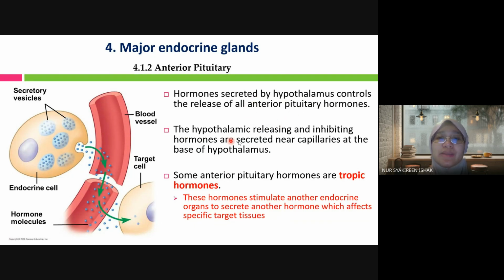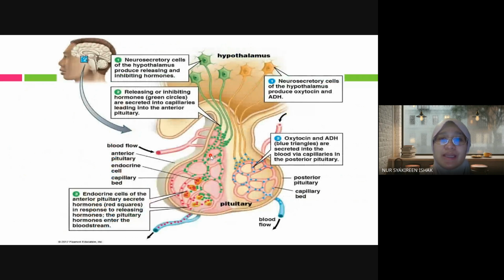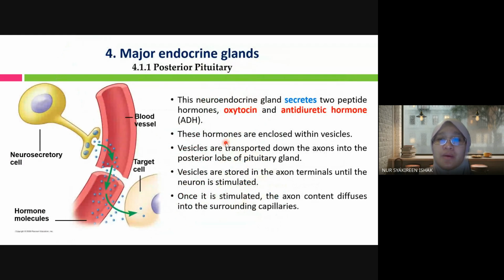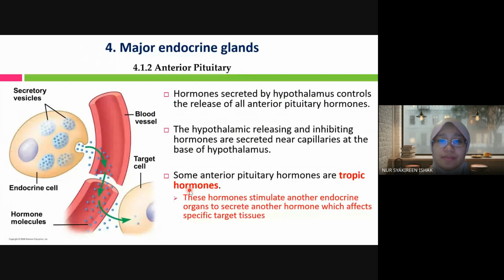Okay, so hypothalamic releasing and inhibiting hormones are secreted near capillaries at the base of the hypothalamus. Ni lah kan, ni. Okay, at the base of hypothalamus. So these are blood capillaries of the anterior which receive the releasing or the inhibiting hormone from the hypothalamus. Okay, at the base. Tadilah gambar yang saya tunjuk tadi.